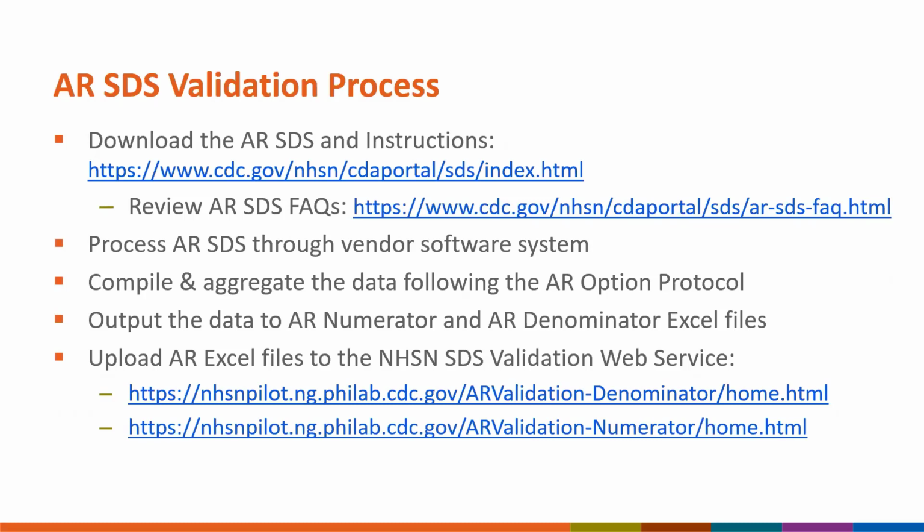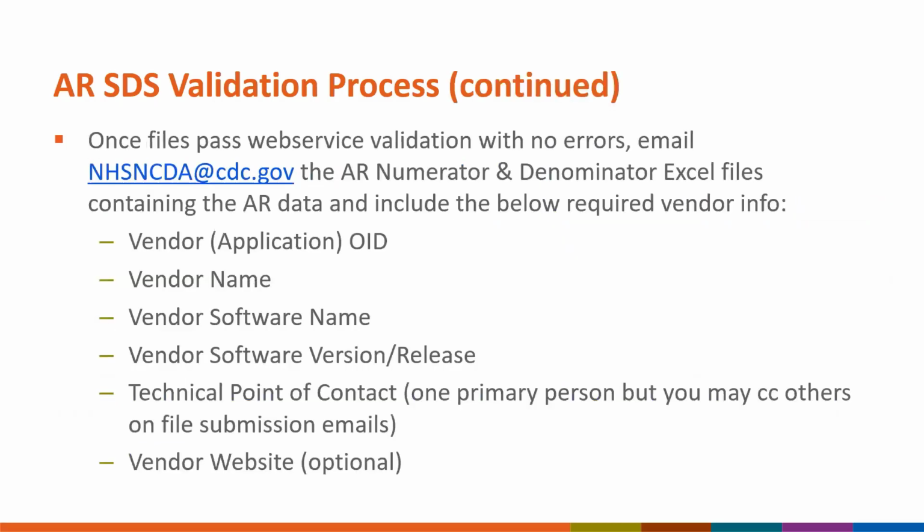The web service will validate your files against an answer key, and you'll notice we have two validation web service links, one for validating the AR denominator and the other for validating the AR numerator. This step can be done as many times as needed to check your output against the answer key. Once you've done your own testing and received no errors from the validation web service links, you're ready to send the NHSN team the AR Excel files in order to receive confirmation of successful validation.